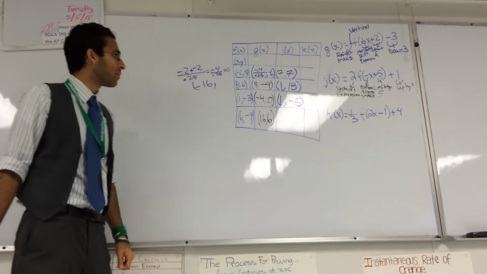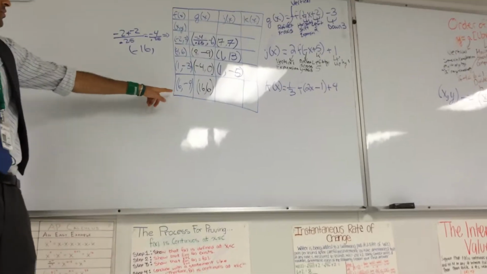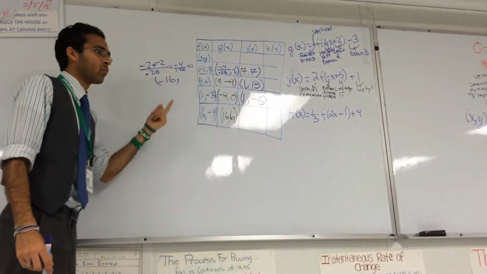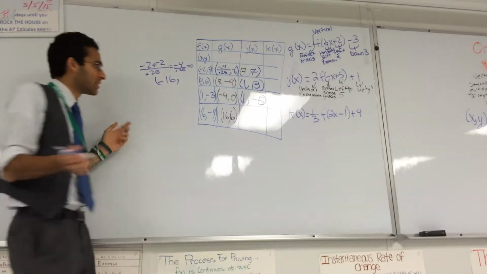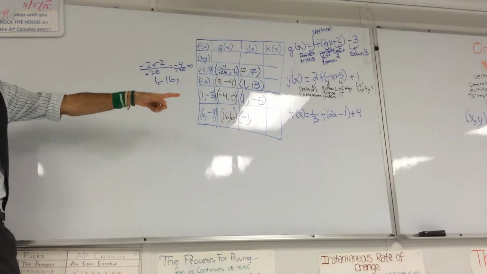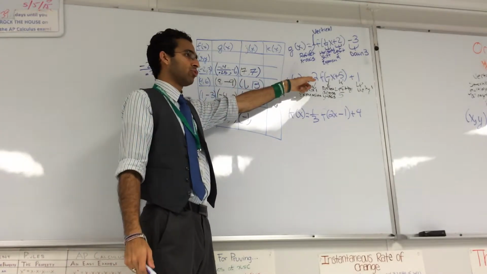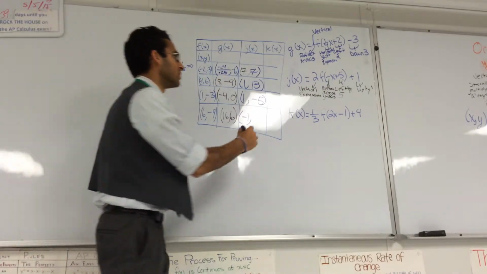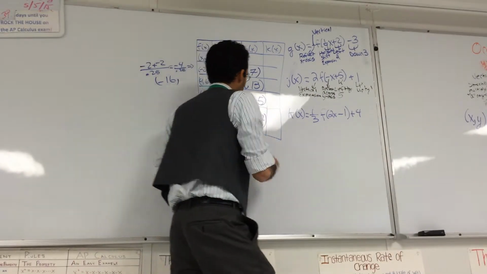And finally on the bottom, 6 minus c. What is c? Is 5. 6 minus 5 is 1. 1 divided by negative 1 is negative 1. Negative 9. Multiply it by a. So negative 9 times 2 is negative 18. Negative 18 plus 1 is negative 17.